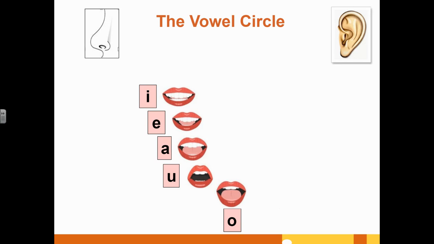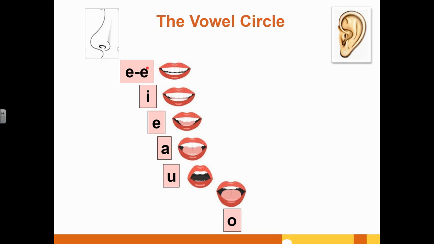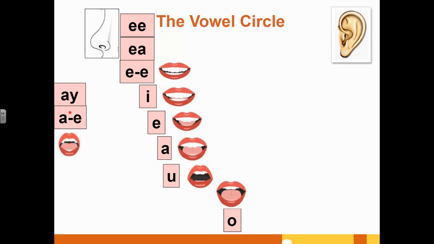Here's our vowel circle, short vowels. Just a quick review again. We've got I. And then we've got our E with the silent E at the end, making the E sound. The EA also making the E sound. And the EE, which is the most common way to spell the long E sound, EE. We also have the A when the E is silent at the end, causing it to say its name, A.